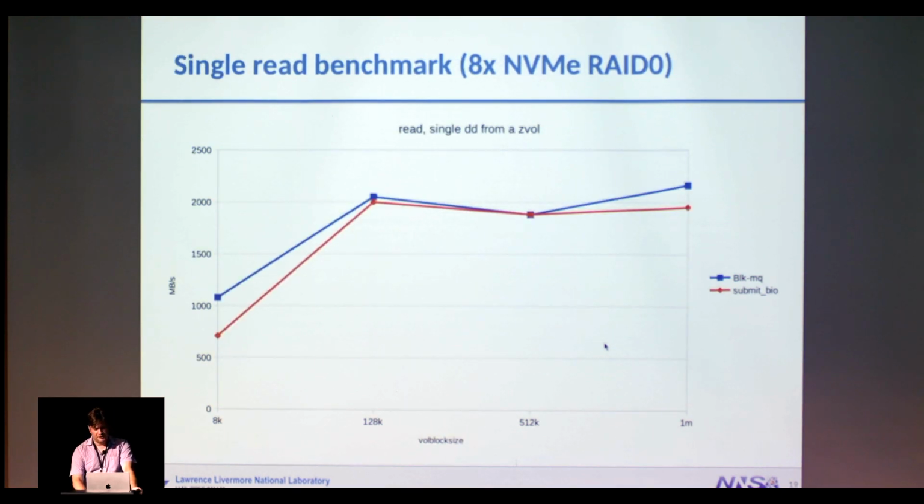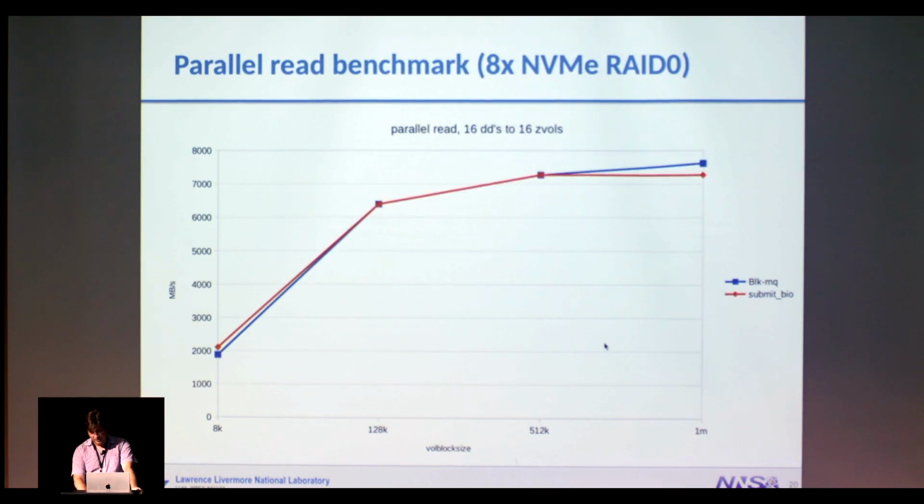OK, now let's look at reads. So this is a single dd read from a single ZVOL non-O_DIRECT. And the performance is close to the same, but blk-mq is a little bit better at 8K volblocksizes and 1 meg volblocksizes. And then parallel read, they basically perform the same. Again, parallel read, 16 dd reads, non-O_DIRECT.